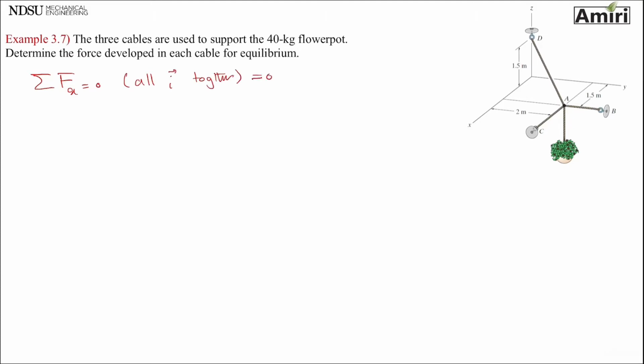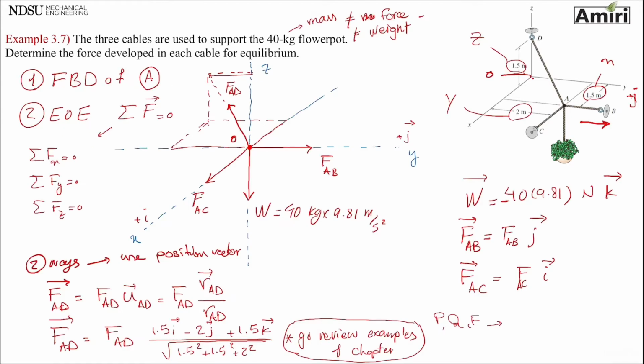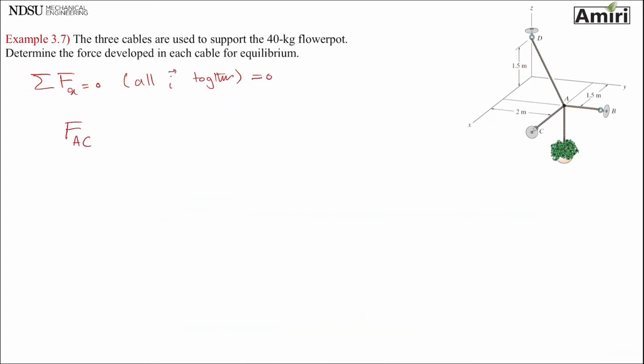So I have FAC. Let's see. The only i I have is right here and right here. So FAC minus FAD 1.5 over square root of 8.5. This has units of meters, this has units of meter. This is equal to 0. Two unknowns. I can't do anything.